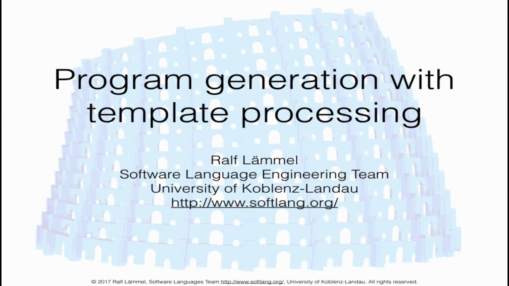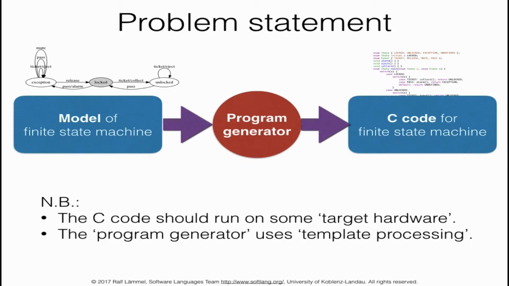This presentation will show you how to do program generation with template processing. So here's the scenario. We've got some finite state machine and we want to generate C code from it. The idea is that we might want to run this C code on some target hardware rather than executing the finite state machine directly in some way.